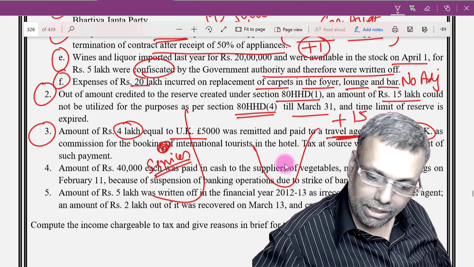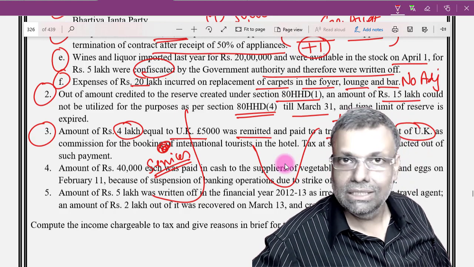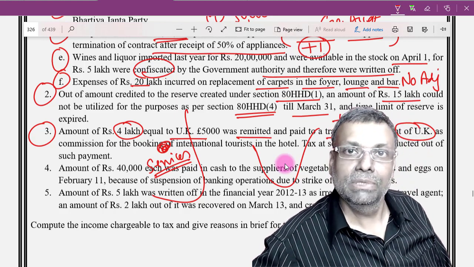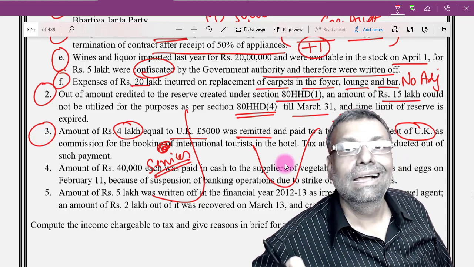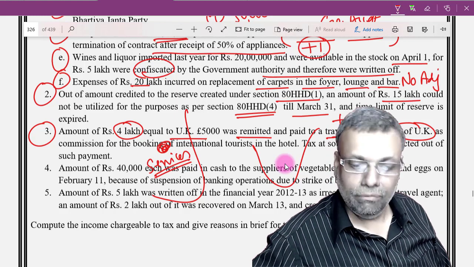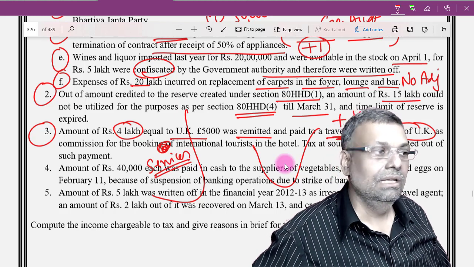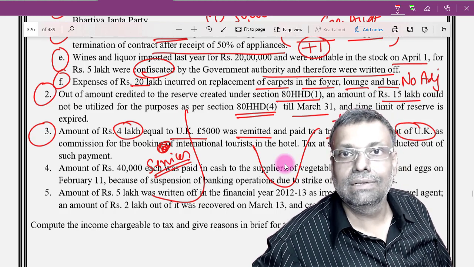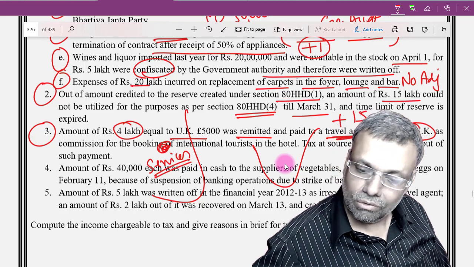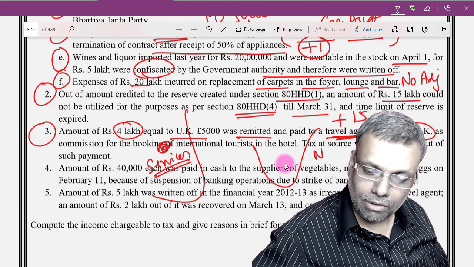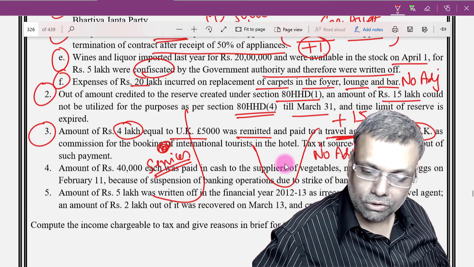At the same time, the money was remitted. That means the travel agent was not paid in India also. That means from the travel agent's point of view, neither was it received in India nor was it accrued in India. And therefore, it is not taxable in India. And since it is not taxable in India, the tax is not deductible in India. And therefore, you have not deducted. So nothing wrong you have done. And therefore, you require no adjustments whatsoever.